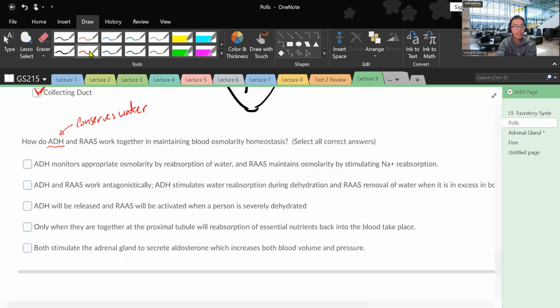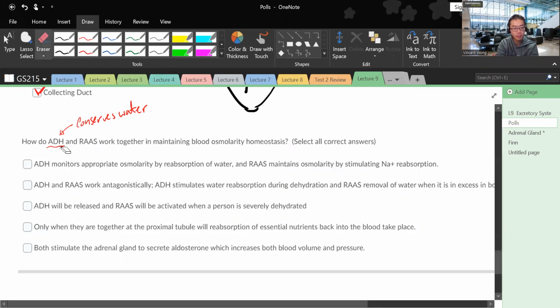Maybe I'll just take this one up for you because I didn't explain much about ADH. The thing you need to know is for ADH, it acts on the distal tubule and the collecting duct, and you absorb the water in those parts. So let's take a look.